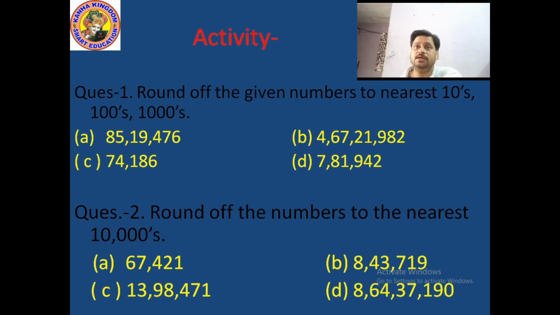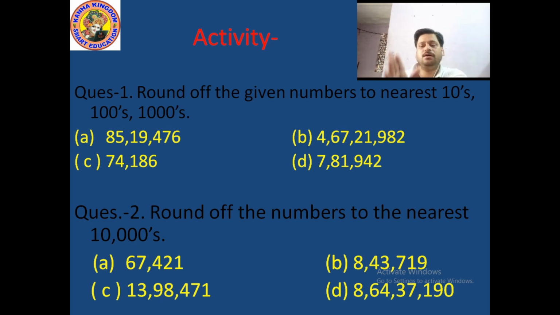Last part is 7,81,942. I repeat once again, 7,81,942. Here also, when you convert this number to nearest 10, again first you see the ones place value and tens place value. If the ones place value is less than 5, you convert the ones place value into 0 and nothing is changed in the tens place value.